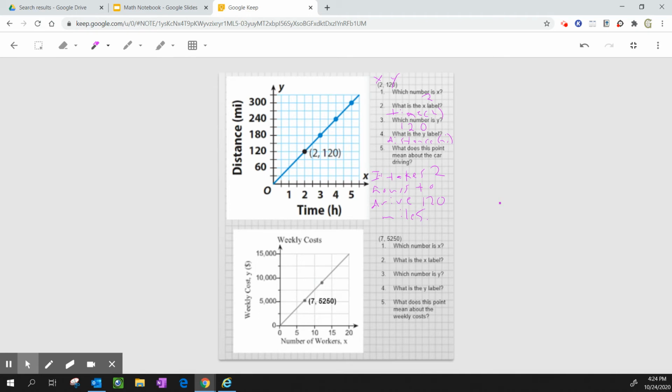Okay, so let's go ahead and check this and see what you got there. This time we have a different situation. It's about weekly costs, and we're looking at weekly costs for a certain number of workers. So depending on how many workers you have, that would tell us how much cost. The cost is going to depend on our workers. So which number is x? When we write a point, it always goes x, y. The number that's x would be the first one, so it would be 7. And the x label, x is the side-to-side axis, so that would be this one. The label on this one is number of workers.